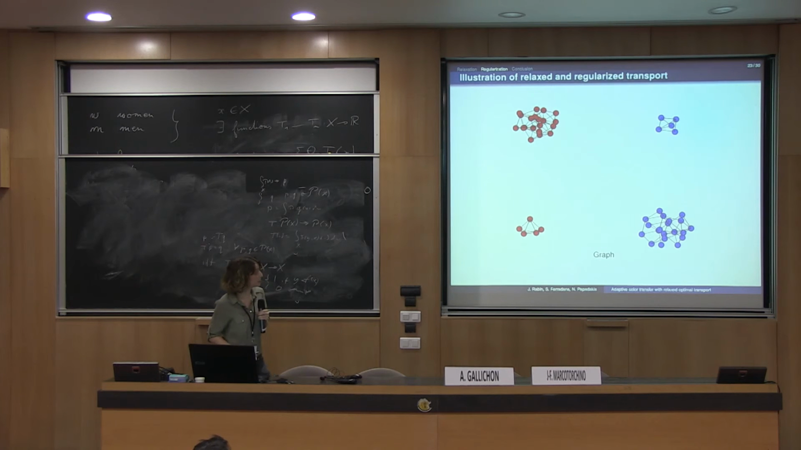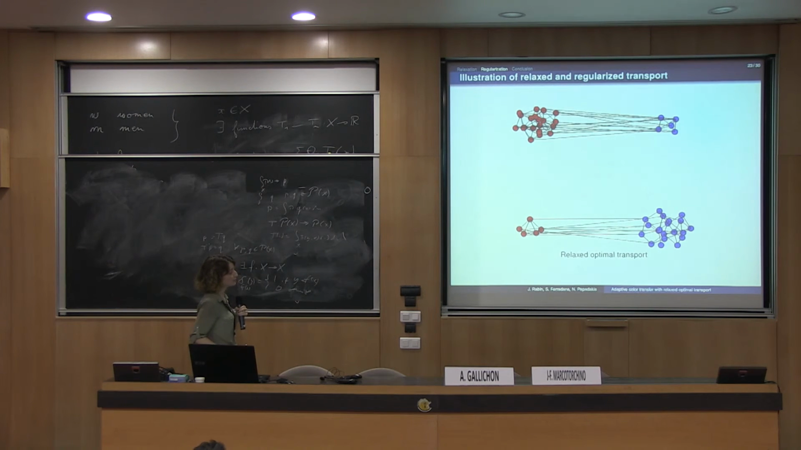So let's see an example. We have, again, the two sets of points. We computed the nearest neighbor graph. And now we want to compute the transport. So this will be the relaxation, where we're mapping these points here. And now there's a change with the regularization. So we can see that, well, it's more regular.